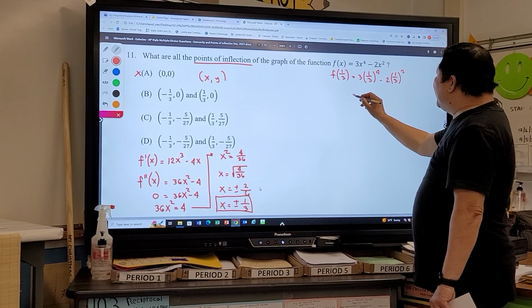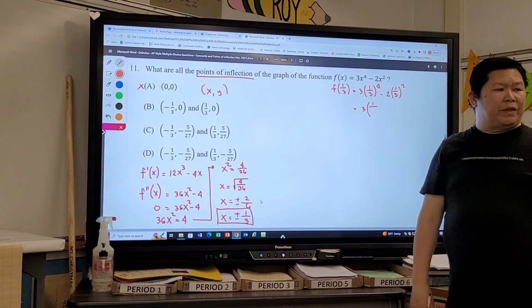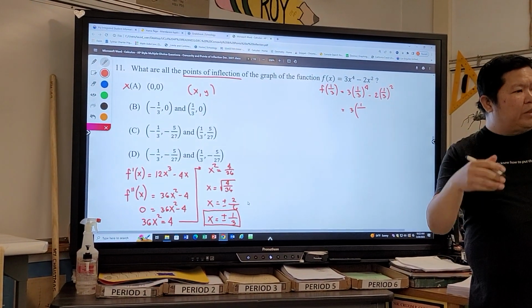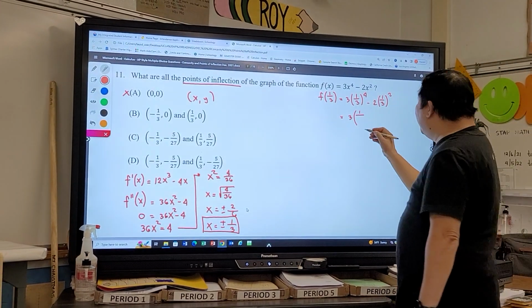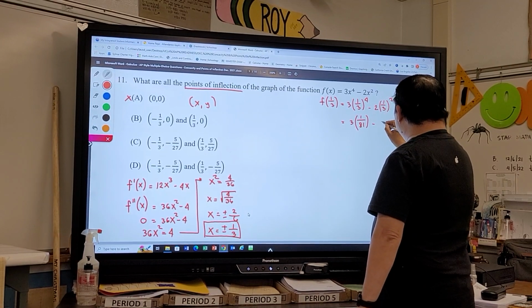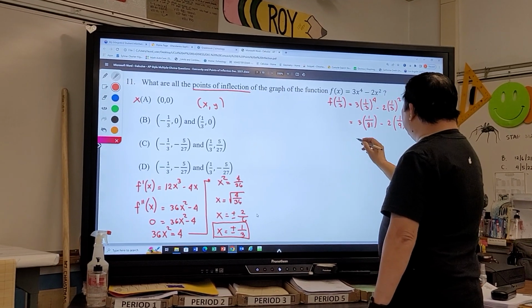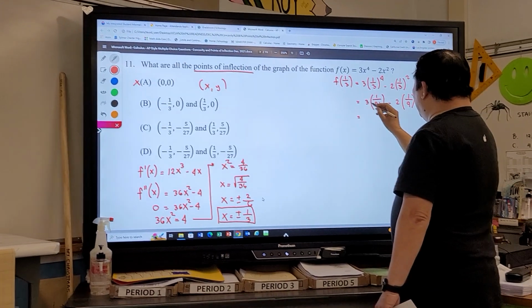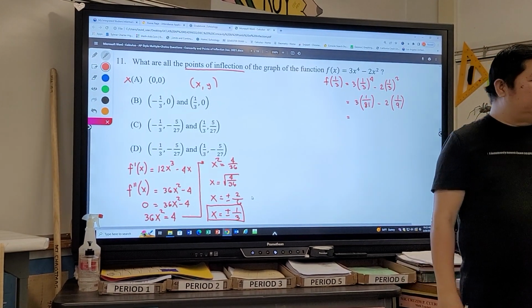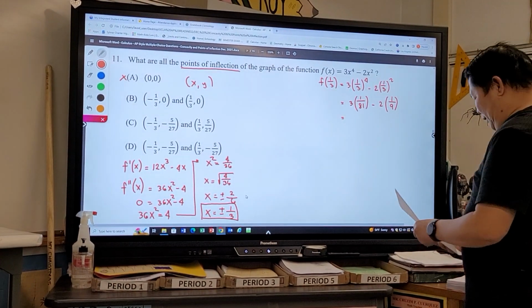So this is 3 times 3 to the power of 4. What is 3 to the power of 4? 3 times 3 times 3 times 3. 81? Okay, it's gonna be 81. Minus 2 times 1/9. Am I right, guys? So this is now 3 over 81, right? What is 3/81? 1/27.